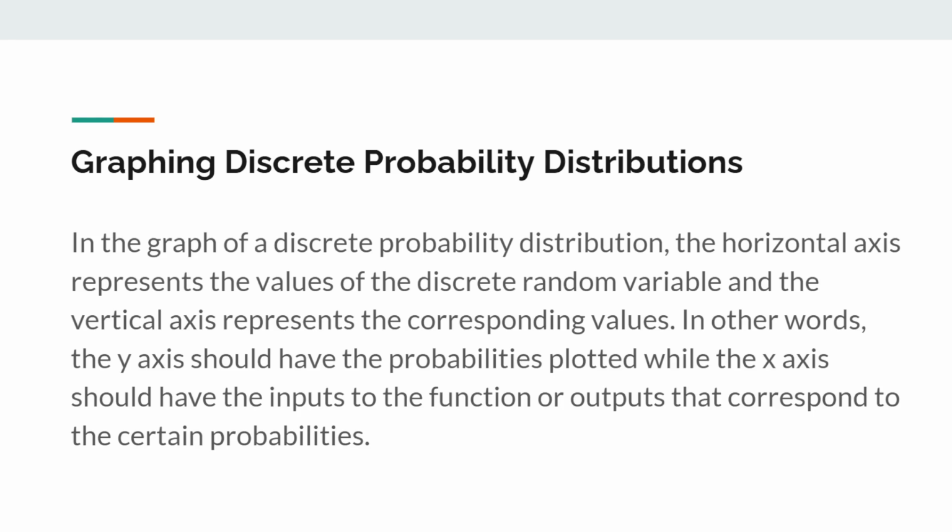So to graph discrete probability distributions, the horizontal axis represents the values of the discrete random variable, and the vertical axis represents the corresponding values. In other words, the y-axis should have the probabilities, while the x-axis should have the random variable.